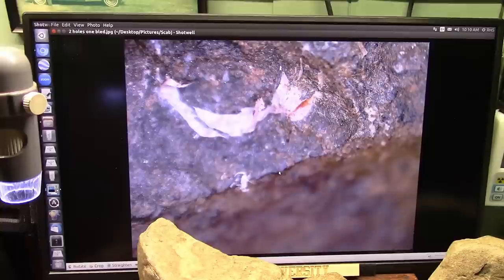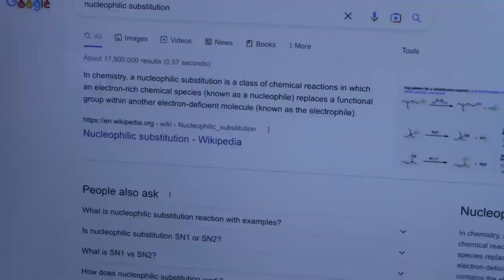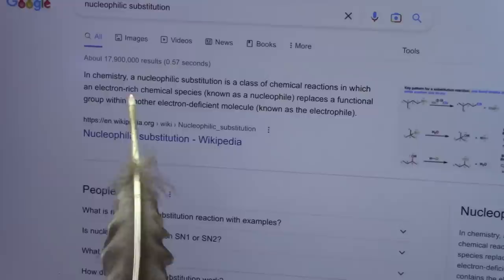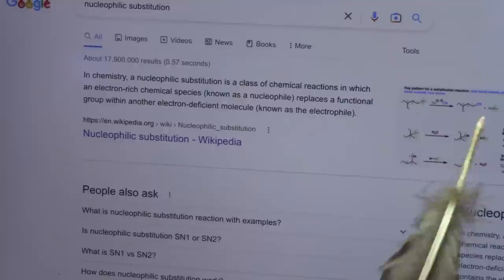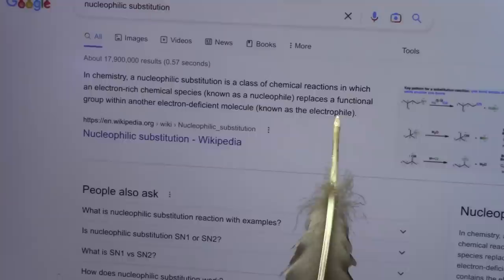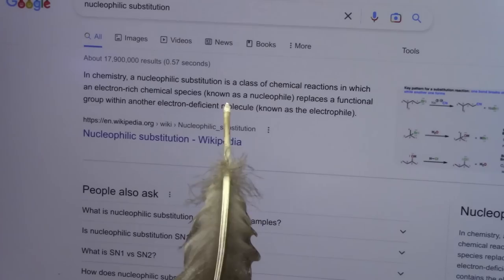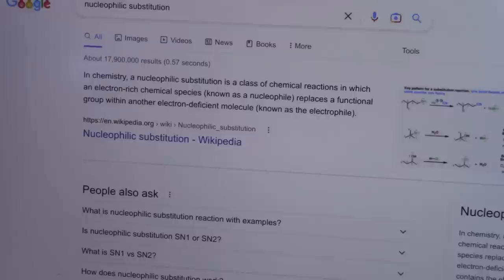That's all. Okay, I mentioned I was going to talk about nucleophilic substitution. Here it is right here. This is what your whole body works on all day long, is nucleophilic substitution. You have a class of chemical reactions in which an electron-rich chemical species known as a nucleophile comes in and replaces a functional group with another electron-deficient molecule known as the electrophile. It's coming in and sending out the garbage. It's bringing new stuff in. Electron-rich means it's got some reactivity to it. Electrons are energy. That's what nucleophilic substitution is.